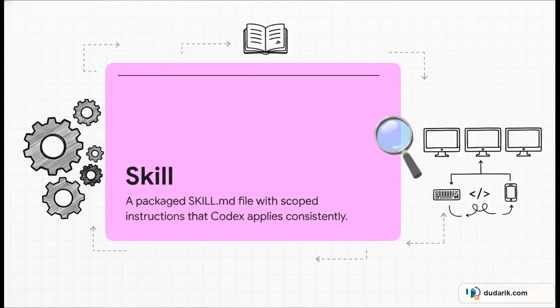Because with all this power comes a totally new problem: developer prompt fatigue. We all know the pain of writing a massive 5-paragraph prompt every single time we need an AI to do a complex, multi-step task. It's exhausting. To solve this, OpenAI introduced Skills. A skill is essentially a packaged skill.md file. It contains scoped instructions, context, and supporting logic that Codex applies consistently. You build it once, give it clear inputs and trigger phrases, and it works exactly the same way whether you trigger it in the CLI, your IDE, or the desktop app. Basically, you're teaching Codex how to do a specific job, once and for all.